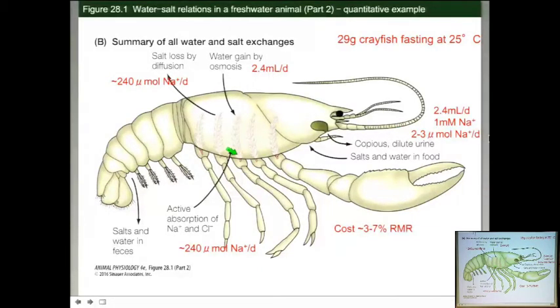Now, it's estimated that to balance the sodium and water, this organism has to spend about 3 to 7% of its resting metabolic rate just to handle the salt and water balance.